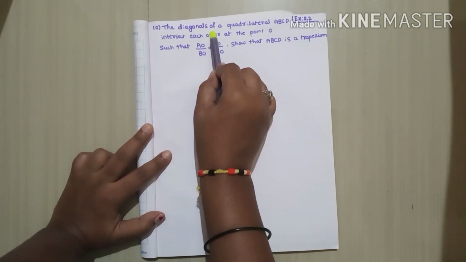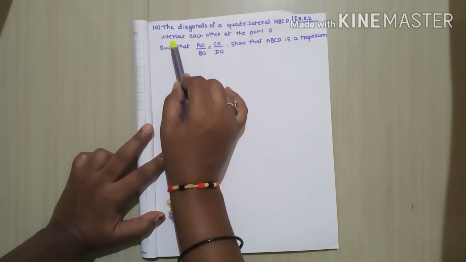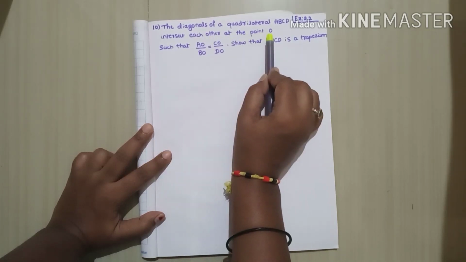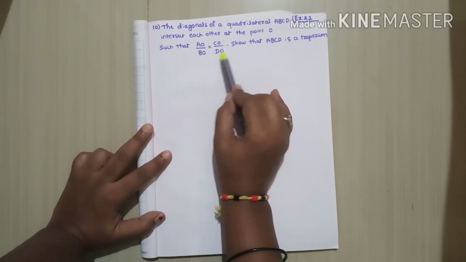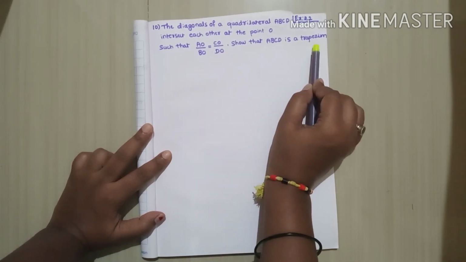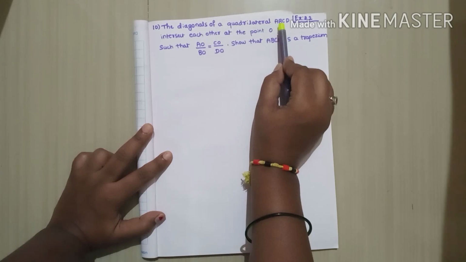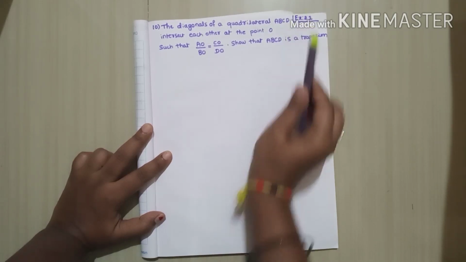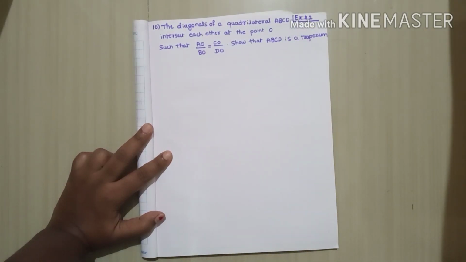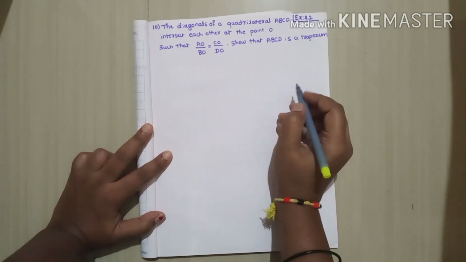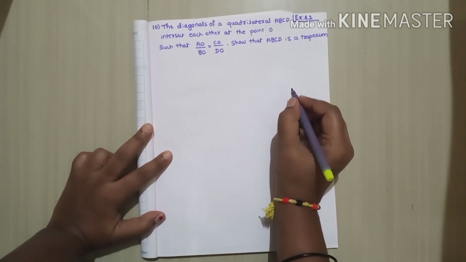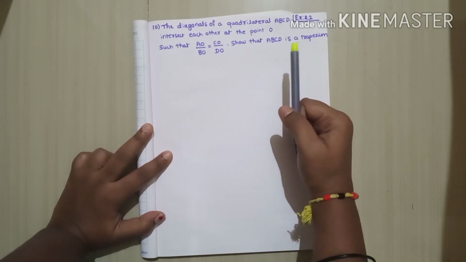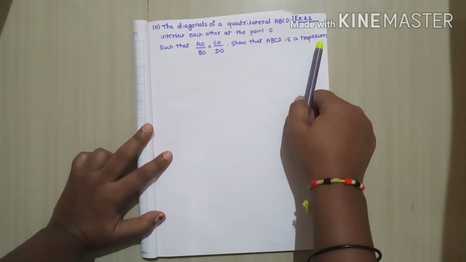The diagonals of a quadrilateral ABCD intersect each other at the point O such that AO by BO is equal to CO by DO. Show that ABCD is a trapezium. Here they are given that ABCD is a quadrilateral. Quadrilateral means what? A four-sided closed figure is called a quadrilateral. So first we'll draw the diagram. Then what we want to prove here: ABCD is a trapezium.